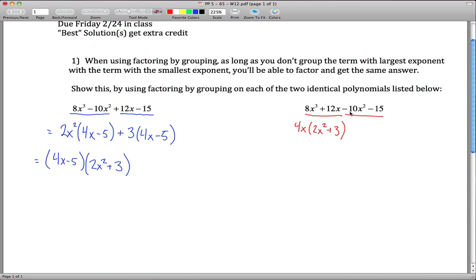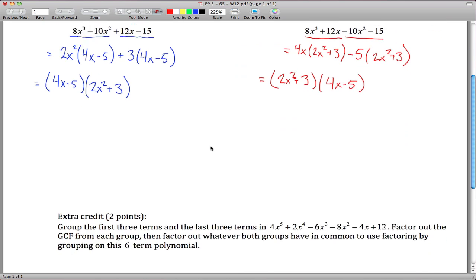And over here, I will factor out a negative 5, so that what I am left with is 2x squared plus 3. In this next step, I want to factor out a 2x squared plus 3 from both of them. And what I'm left with is this 4x minus 5. And if you look at what we got in red, it's the exact same as what we have in blue over here, just written in a different order. This times this is the same as this times this. So that's the end of part 1.